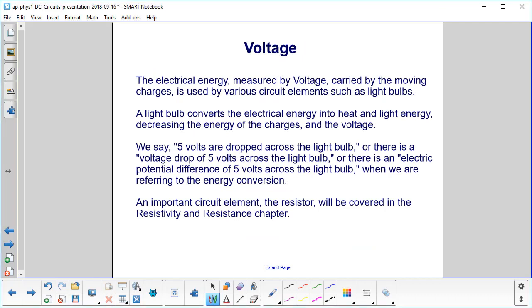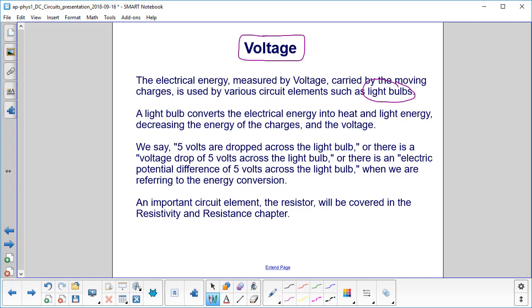So let's switch from electric potential and talk about voltage, which is more commonly known to people who aren't taking physics classes. That electrical energy, which is measured by voltage, is carried by the moving charges and is used by various circuit elements. Now what are those? We'll get into that later, but one example is a light bulb. You plug a light bulb into a light fixture, you plug that into the wall, and you have current flowing through that. Those are charges. The light bulb will convert the electrical energy into heat and light energy, which will decrease the energy of these charges flowing through the circuit, and will also decrease their voltage after they pass through the light bulb.